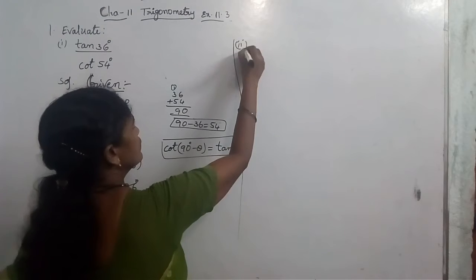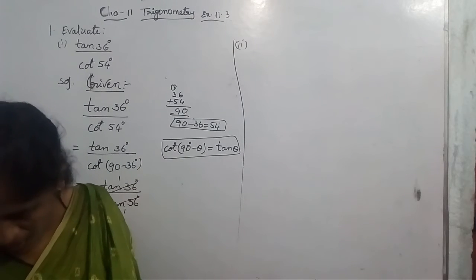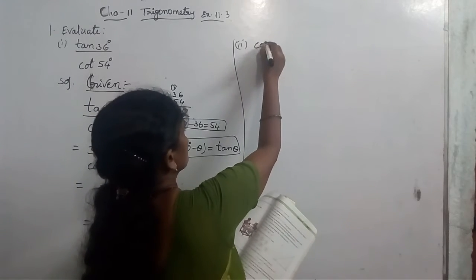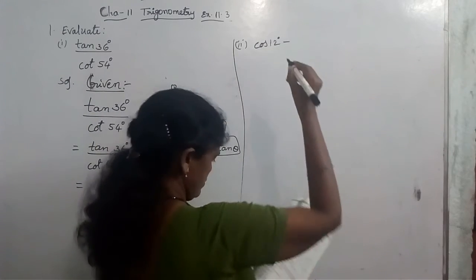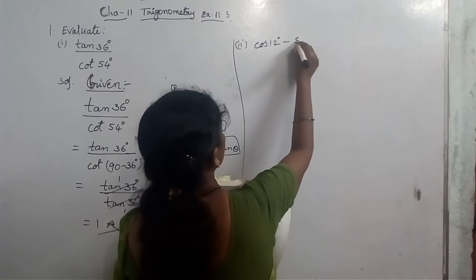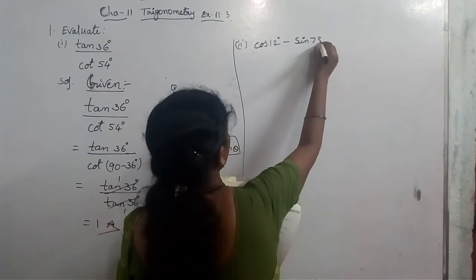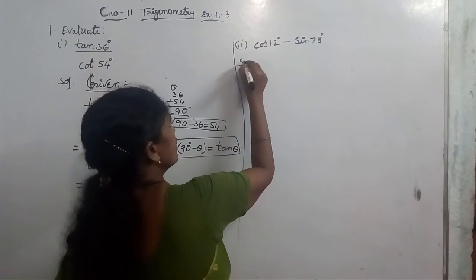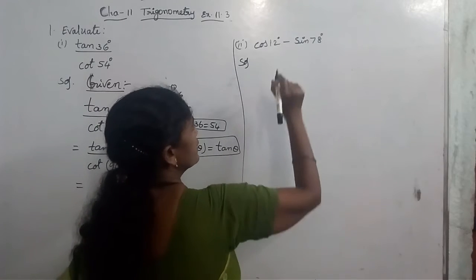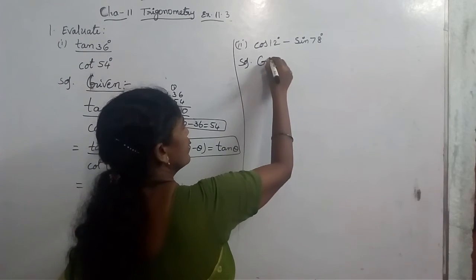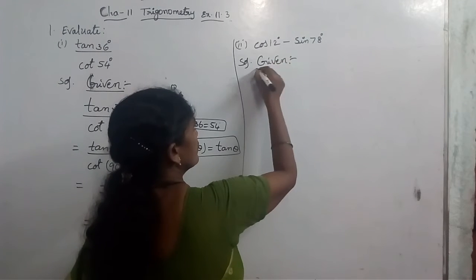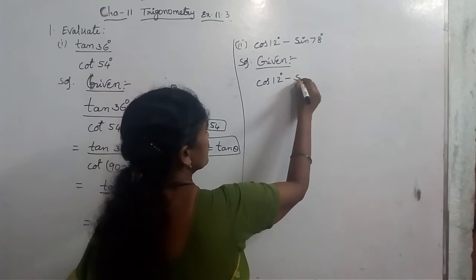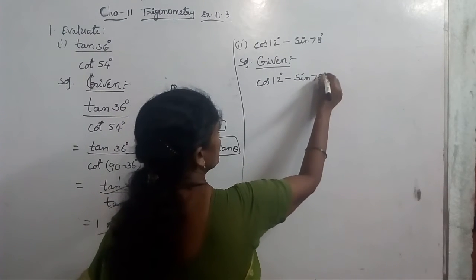Second one. What did they give in the second one? Cos 12 degrees minus sin 78 degrees. Okay. The question: cos 12 degrees minus sin 78 degrees is given. What do you have to write? Given: cos 12 degrees minus sin 78 degrees.